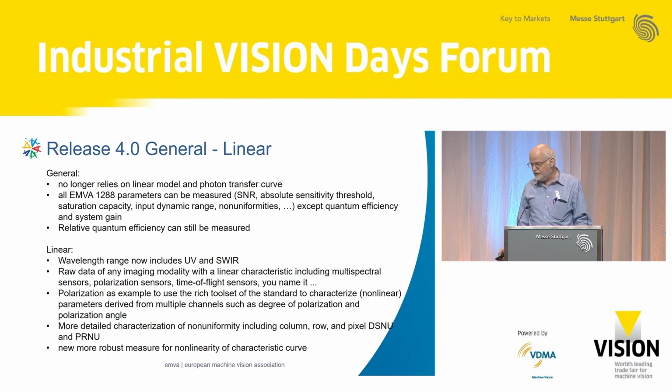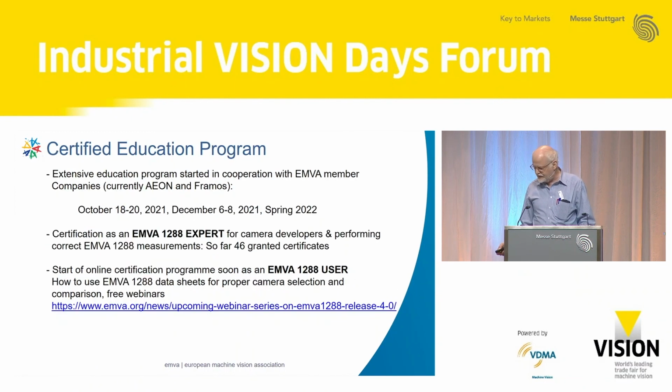Wavelengths now include UV and also shortwave infrared. You can measure the raw data of any modalities with a linear characteristic curve: multispectral sensors, polarization sensors, time of flight sensors. You see a lot of new things have been done. We have also adapted to CMOS cameras to do a more detailed specification of the non-uniformities. It's now split into pixel, row, and column variations, so we have a much more detailed measurement here. And we have also introduced a new robust measure for non-linearities of the characteristic curve.